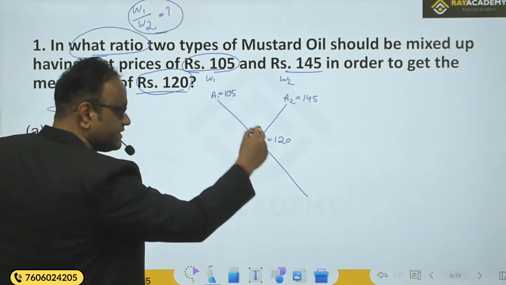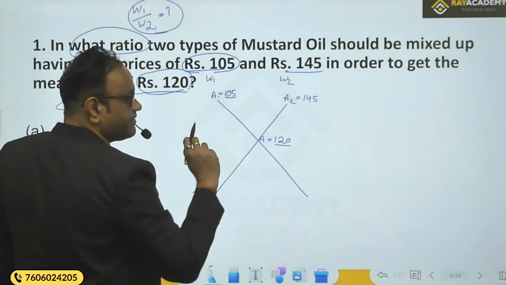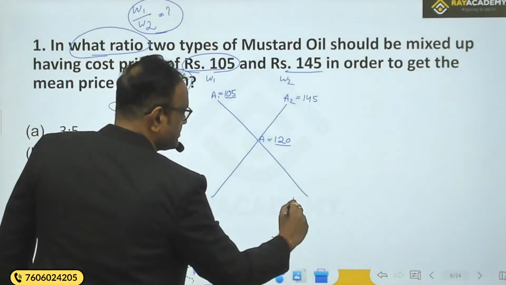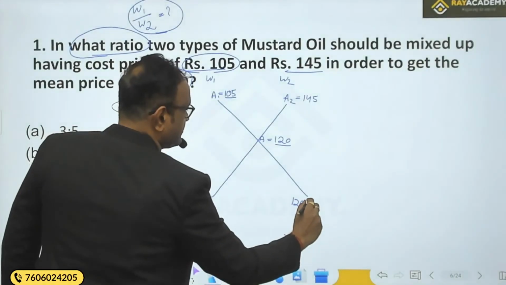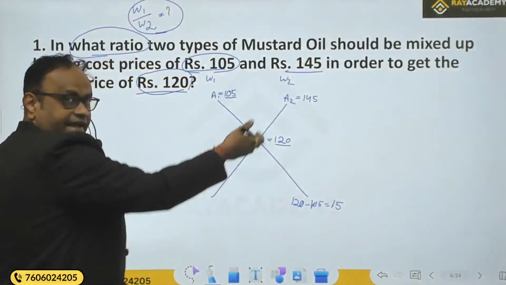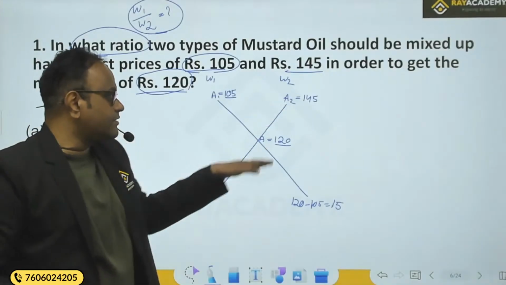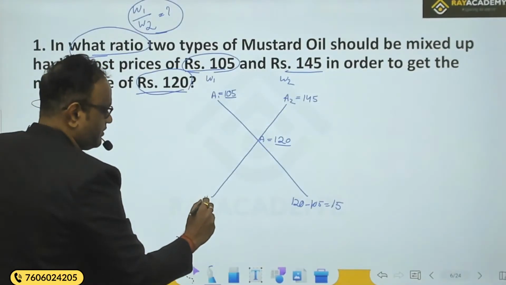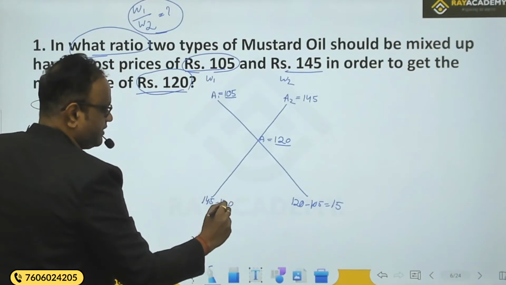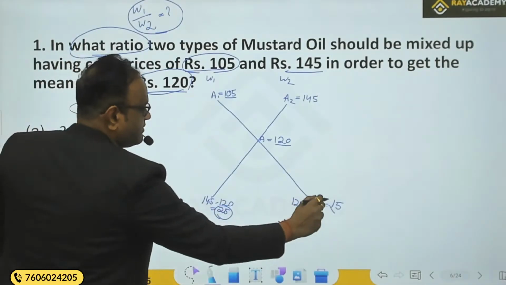Now all the figures are there. What we discussed: along this line, A1 and A is the difference. The difference between 105 and 120 will be 15. Let us write it here: 120 minus 105, that is 15. Along this line, the difference of 145 and 120 will be 145 minus 120, that is 25. Okay, so this is 25.